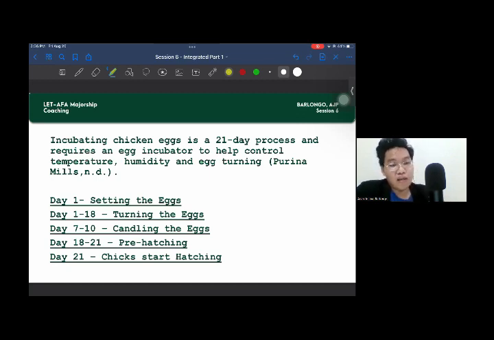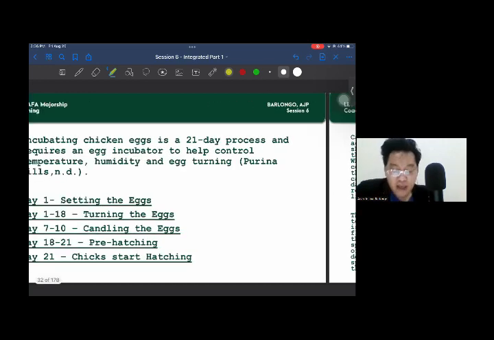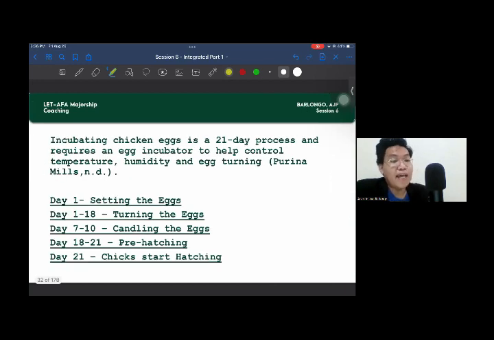So, ayan. Sa pag-incubate ng chicken, it is a 21-day process. It is a 21-day process and it requires an egg incubator to help control temperature, humidity, and egg turning. So, these are the factors that are important in chicken egg incubation: temperature, humidity, and egg turning.